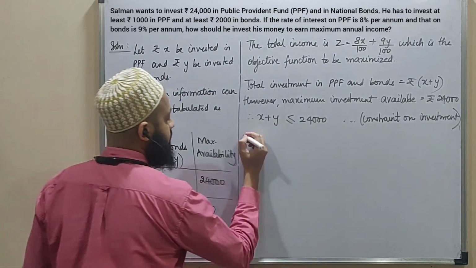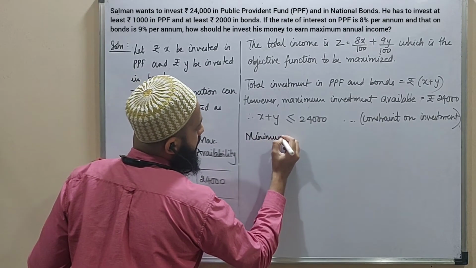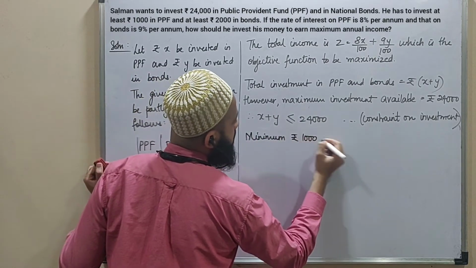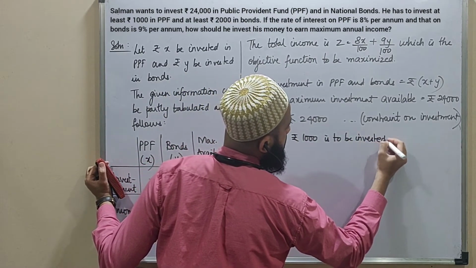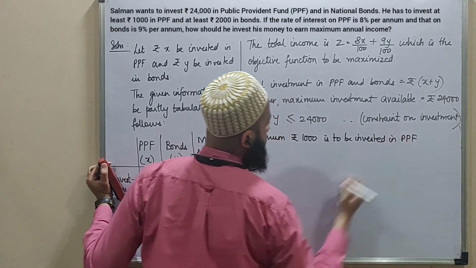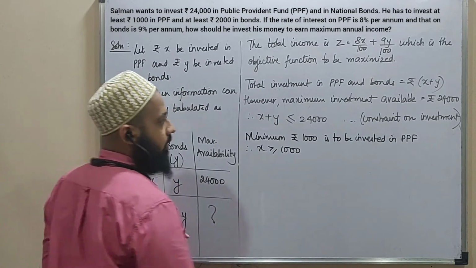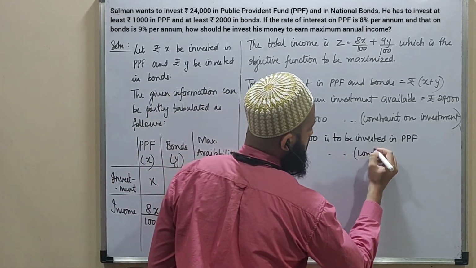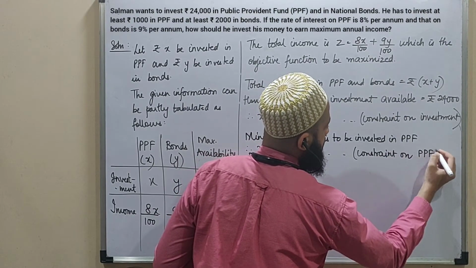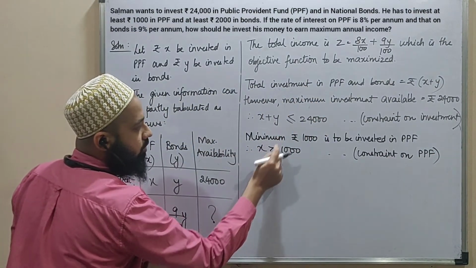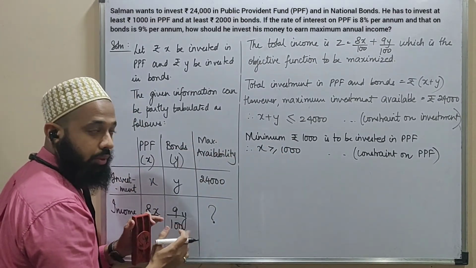So we have minimum rupees 1,000 is to be invested in PPF. Therefore, X has to be greater than equal to 1,000. That's the constraint on PPF. See, here the sign has changed, and accordingly, therefore, this inequality could not be part of this particular matrix.